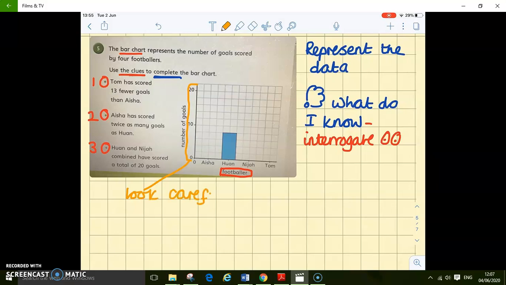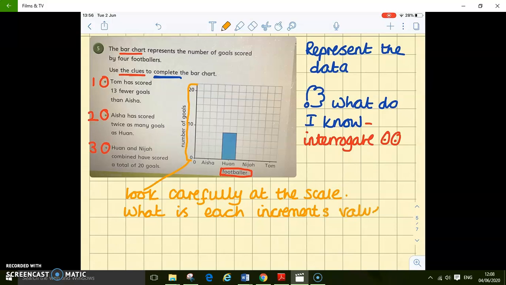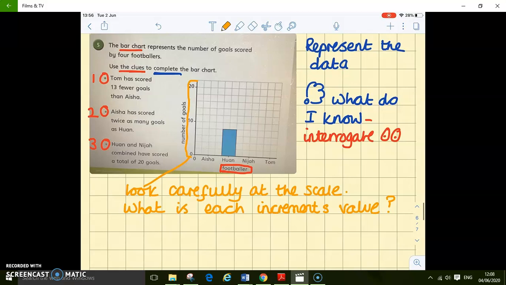Look at it carefully. What do each of those little segments, each little increment, what are they worth? Is it worth 1? If I start at 0 and count up, 1, 2, 3, 4, I get to 5 when I get to 10, so that's not right. So each of those little increments isn't 1, but what could it be? You're going to have to work that out first before you can start adding the data on to the table.